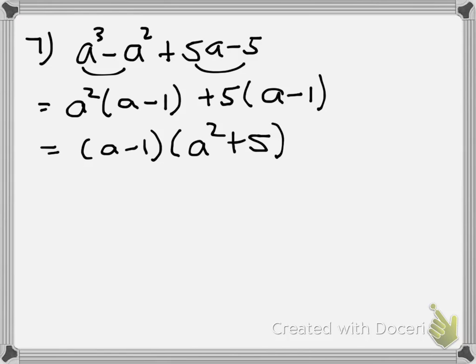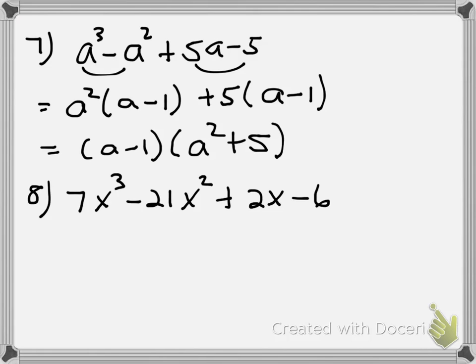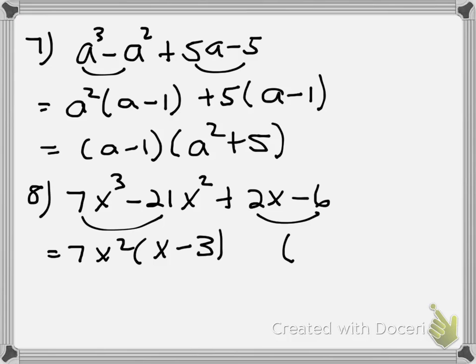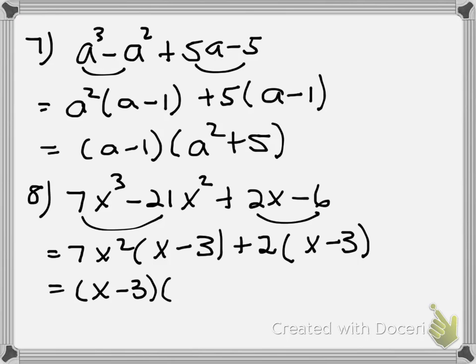Number 8 is also a grouping, right? 7x cubed minus 21x squared plus 2x minus 6. Grouping: take out a 7x squared and I'm left with x minus 3. So I have to have x minus 3 there. Now we take out a positive 2 and I'm left with x minus 3 and 7x squared plus 2.